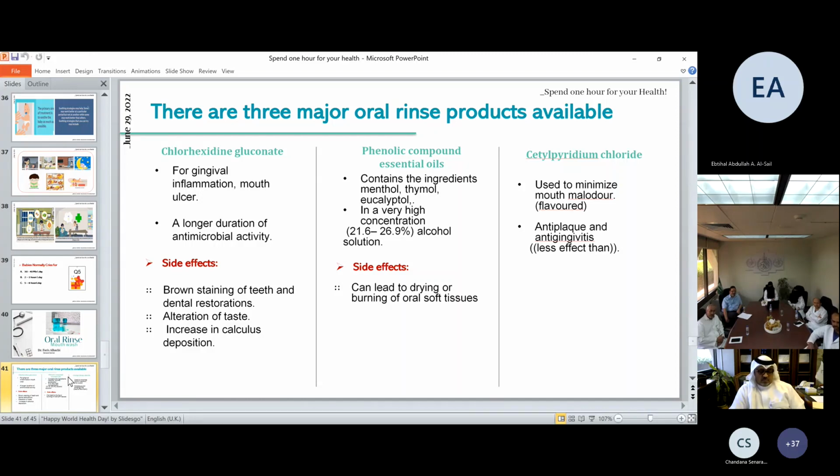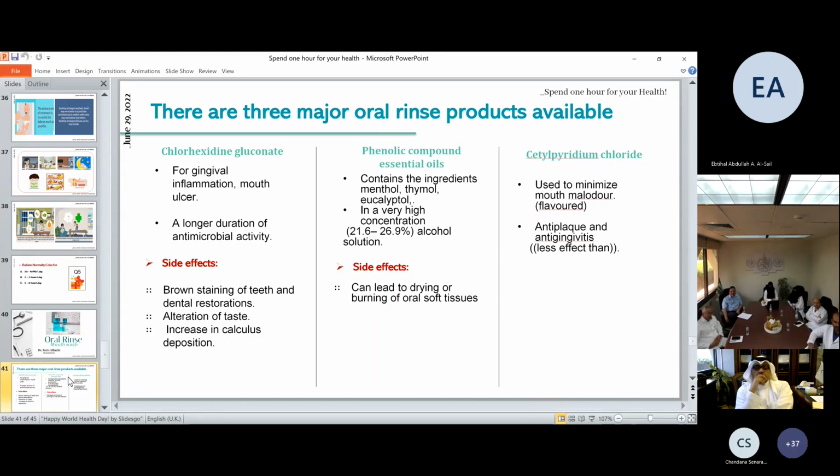Here are the three major oral rinse products available. First of all, therapeutic. By therapeutic we mean chlorhexidine gluconate. This is the active ingredient. Usually we prescribe it as a doctor for specific conditions like gingival inflammation, mouth ulcer, sometimes oral thrush. It touches the tooth for a longer duration than the others, but it has some side effects. We should use it for a specific period, maximum 2 weeks. We should not exceed that.